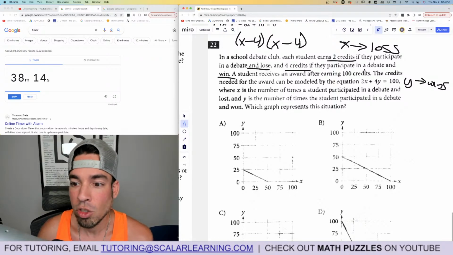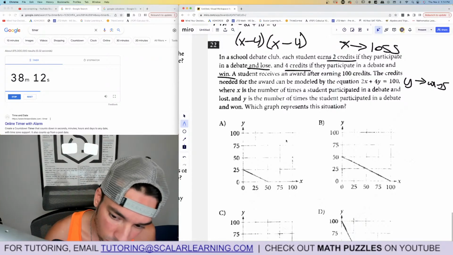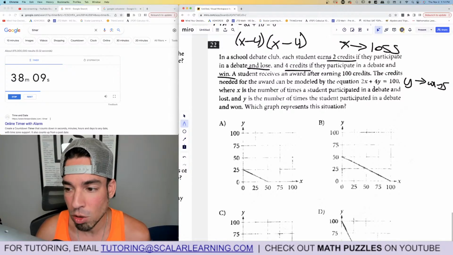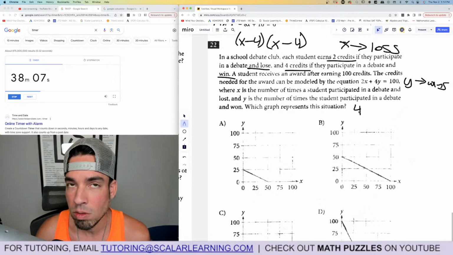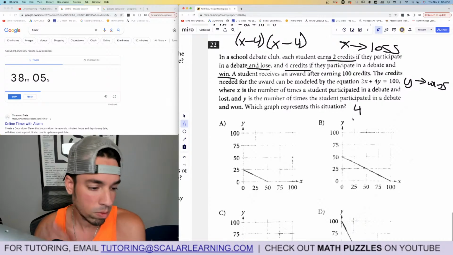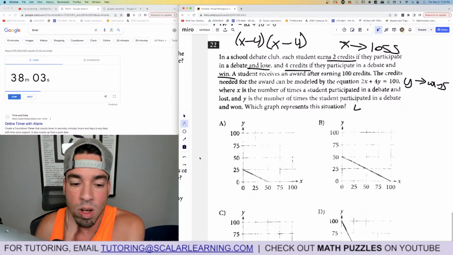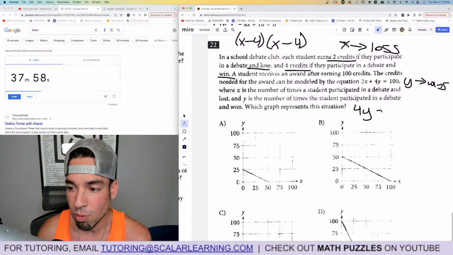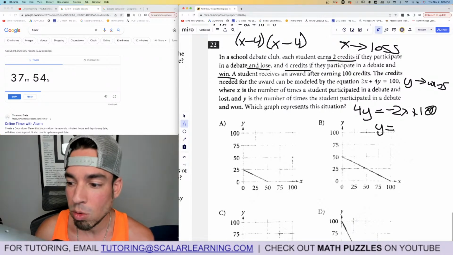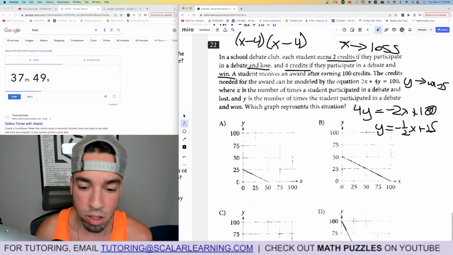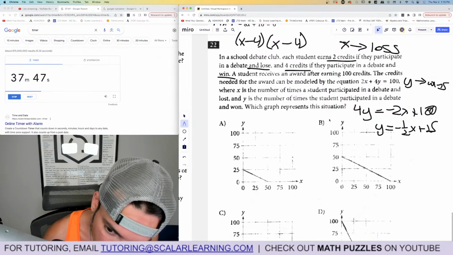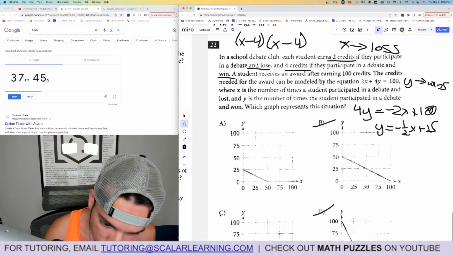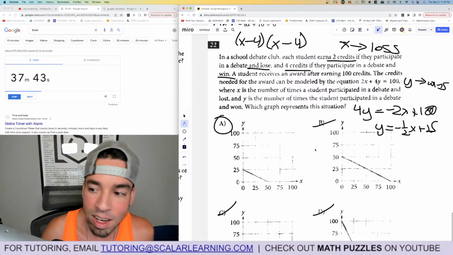Okay, which graph? So here's my equation. If I want to graph any equation, I'm always going to put it into slope-intercept form, so it's just easy. Let's keep it consistent. If you consistently put it in slope-intercept form, I think it's the easiest. 4y equals negative 2x plus 100. Divide both sides by 4. y equals negative 2 divided by 4, which is negative 1/2 x plus 25. So we need a y-intercept of 25, which we have here, not here, not here, and not here. Okay, it's got to be A.